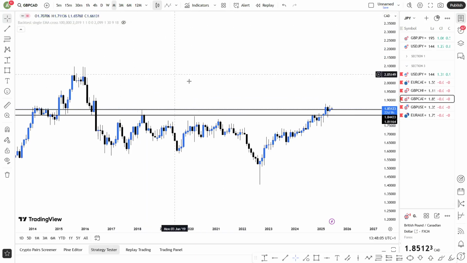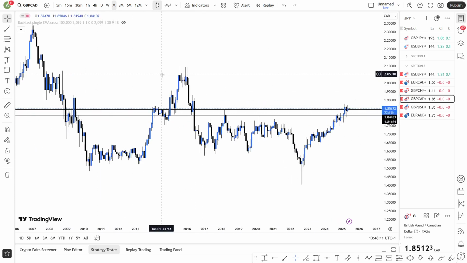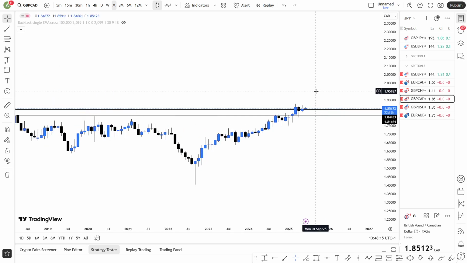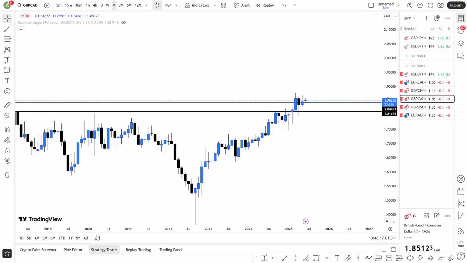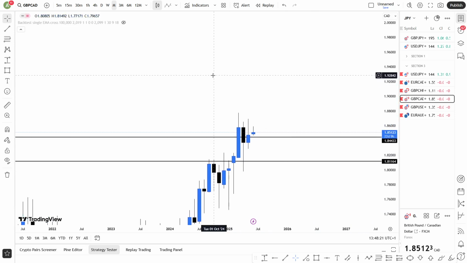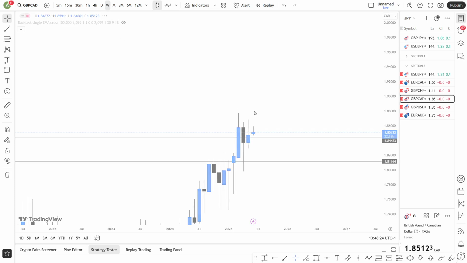And this is on the monthly chart. We are at this level here. We have an old high. We have a level of support and resistance at this point, which is where price is trading right now. So checking on a weekly basis.